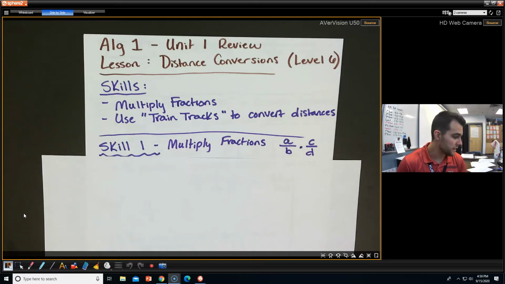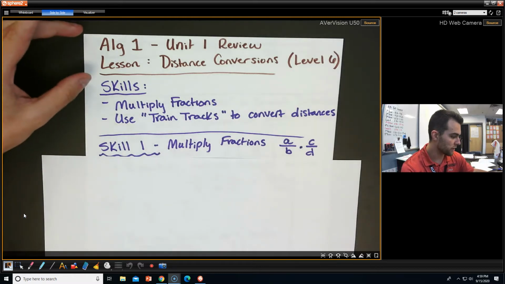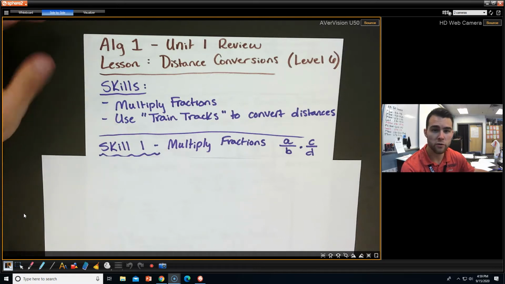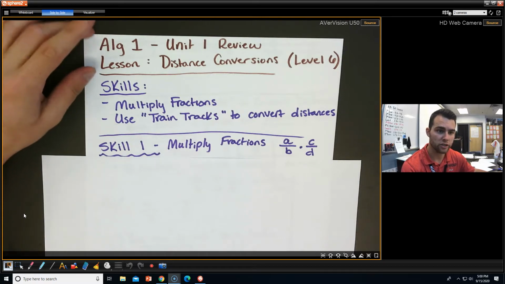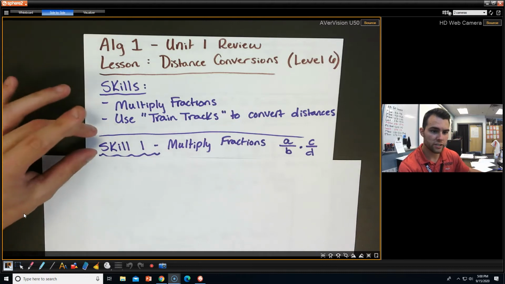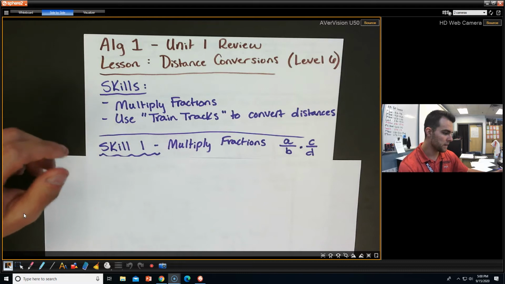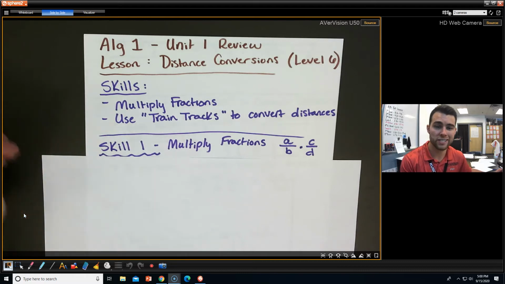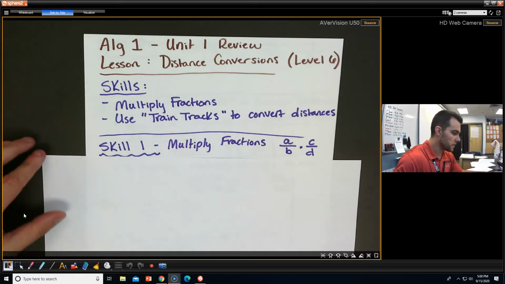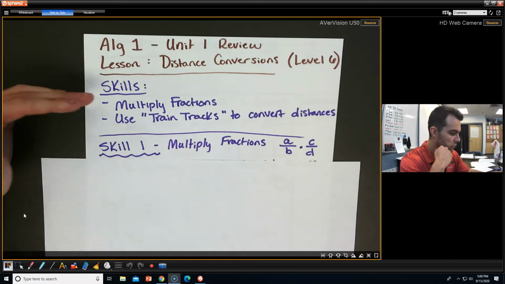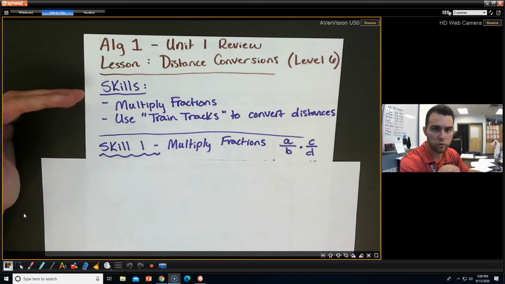It's Mr. Knight again. Once again, we're going to continue on with our Unit 1 review. So again, I'd like you to write just this part, and kind of ignore this because it'd be redundant to write it again. This is level 6, distance conversions. This is definitely, I'd say, the hardest level that you have to do in Unit 1, okay? To help us get started, we're going to start off by multiplying fractions, do a quick review on that.